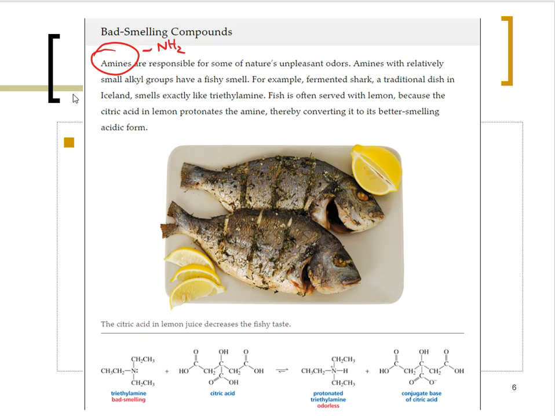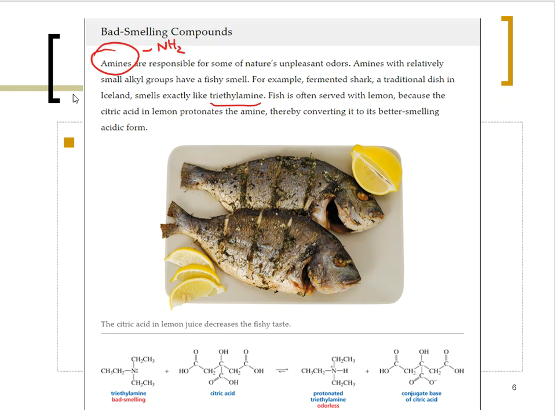I can. All right. So, for example, what they say here is fermented shark is a traditional dish, and it smells exactly like triethylamine. So this is the compound triethylamine that is smelling like fermented shark. I don't think I want to smell fermented shark. But we can draw the structure of it. We're in organic, right? We're learning to be organic chemists with this class.